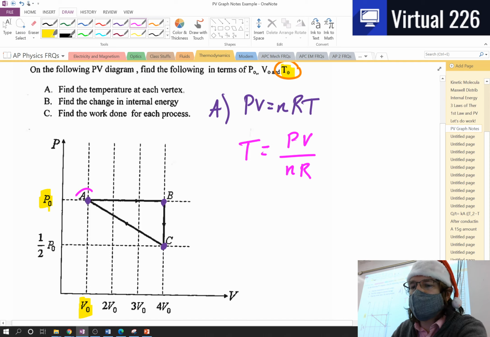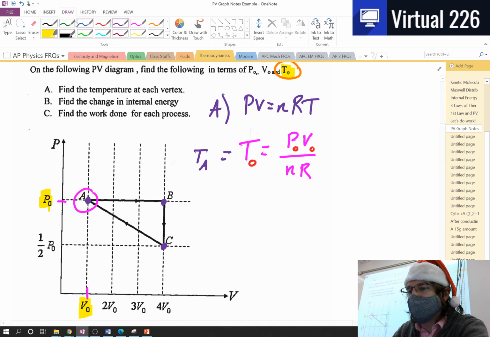So if we want to find this temperature in general, it will just be PV divided by nR. And if we look at vertex A, that's at P naught and V naught. So our T naught temperature is just P naught times V naught over nR. And this is our temperature at vertex A.